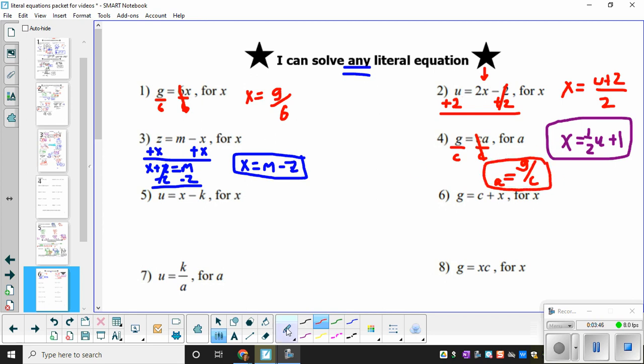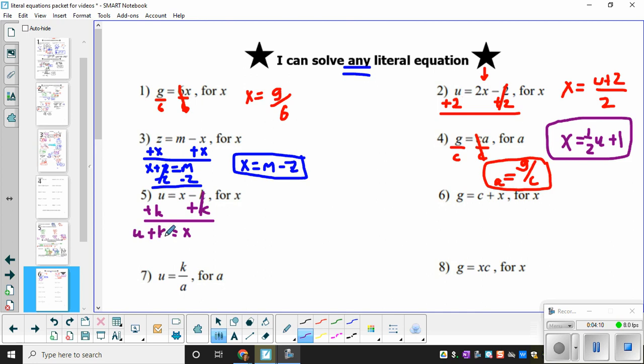Okay. Now for the next one, if we're trying to solve u equals x minus k for x, well, the only thing that's with x is this minus k. So I'm just going to add k to the other side. And I'll add k to the other side. And the k's would cancel out. And then here we just simply have that x equals u plus k.